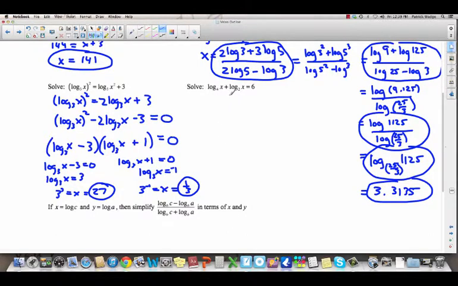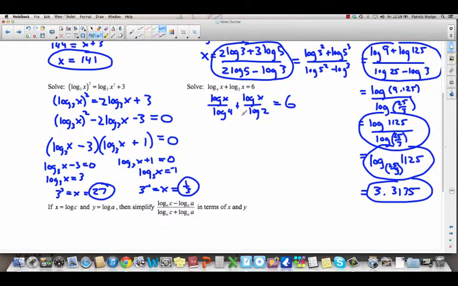Okay, they just keep getting harder and harder. Here we have different bases, so that's going to make it very difficult. You might want to try to use the change of base formula. Change of base formula will change this to log x over log 4, and it will change this one to log x over log 2, and this still equals 6.